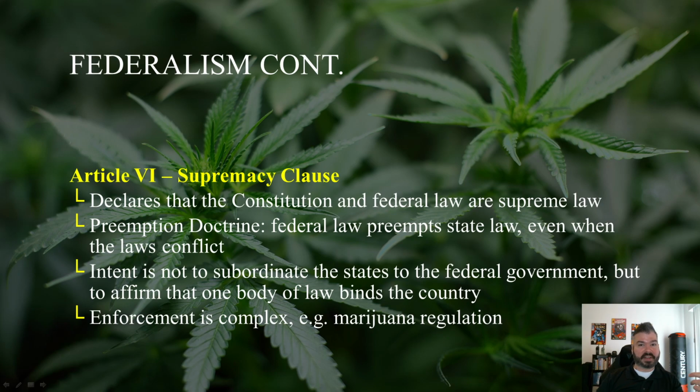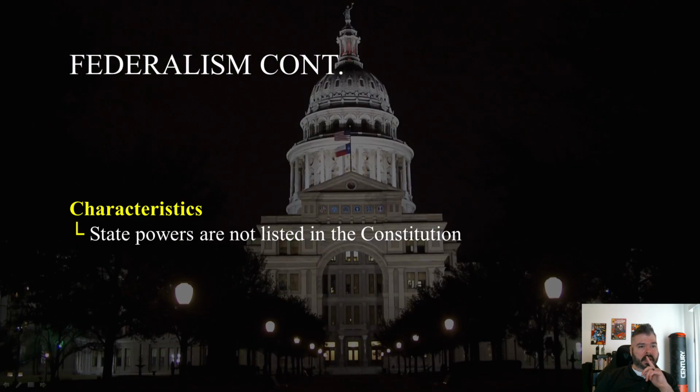We're running out of time, so let's get on. So, some characteristics, right, of federalism. State powers are not listed in the Constitution, right? States have autonomy. We just established that with our definition. They do have autonomy, but their powers are not necessarily clearly established by the Constitution.